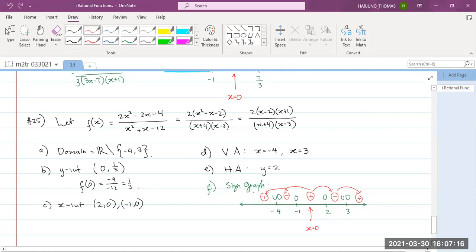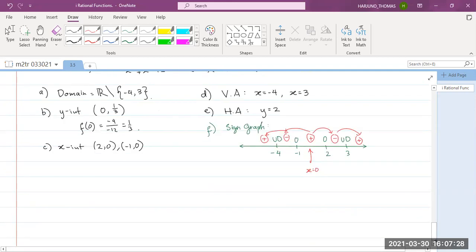Okay, now besides using that critical number method, you can also do testing points, but usually testing points take you longer time. Okay, now at this point, we can already sketch the graph, actually. Oh, you know what? Let's do the sign graph against the horizontal asymptote.